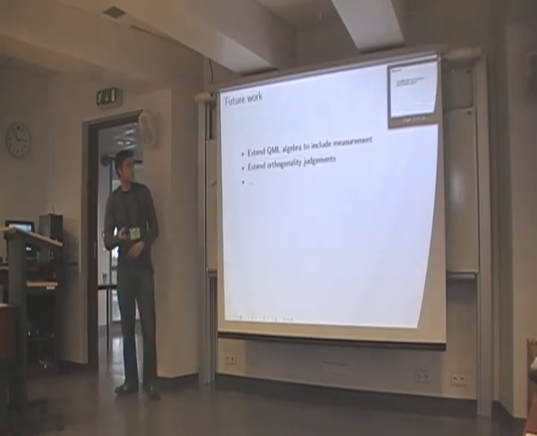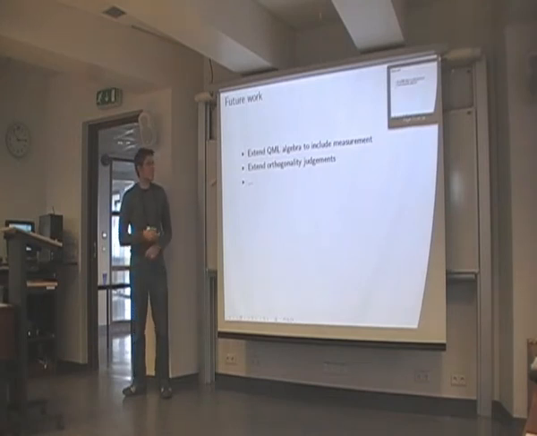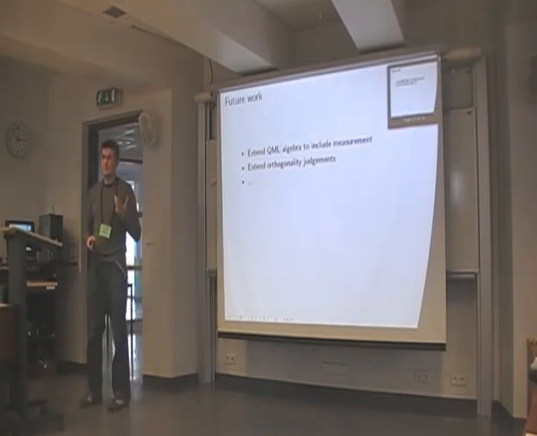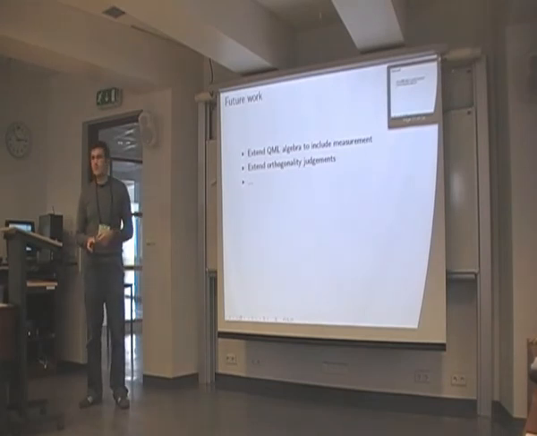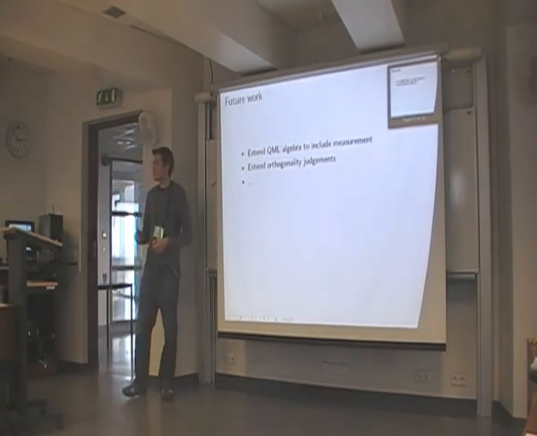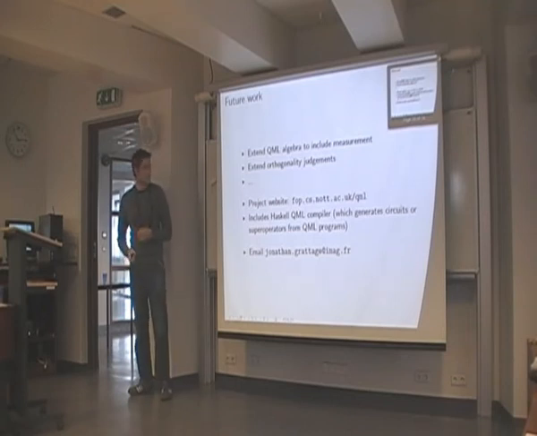So future work is to extend the QML algebra to include the measurement that was discussed in Pablo's talk yesterday. Extend the orthogonality judgments and try to prove that they're general. At the moment they're incomplete. For example, we don't allow let expressions to be orthogonal, which clearly can be the case. And then there are other things like higher order semantics, more difficult questions like that.